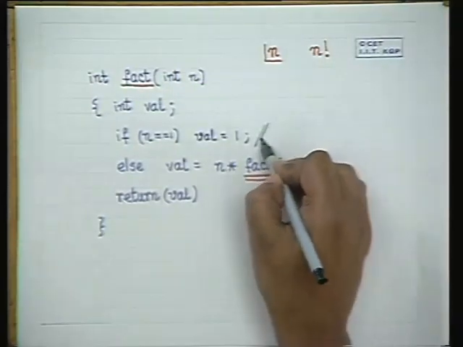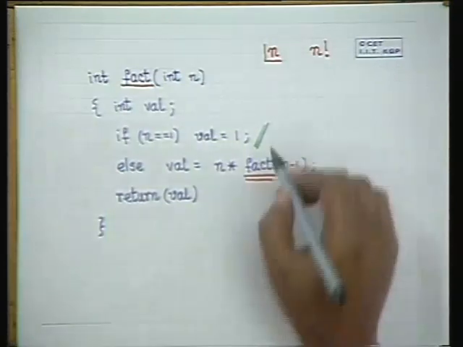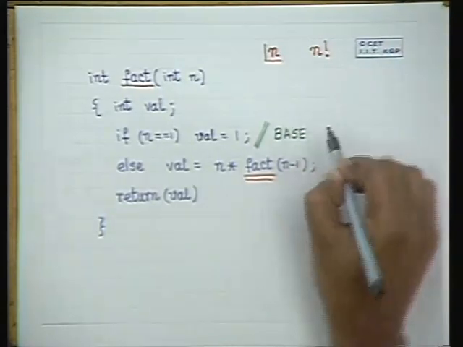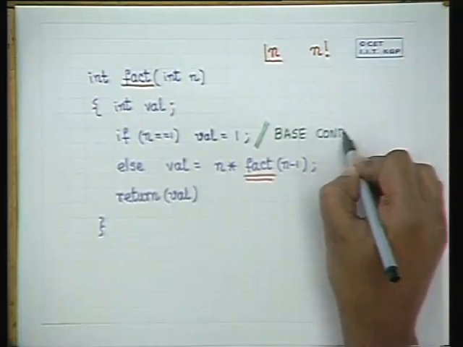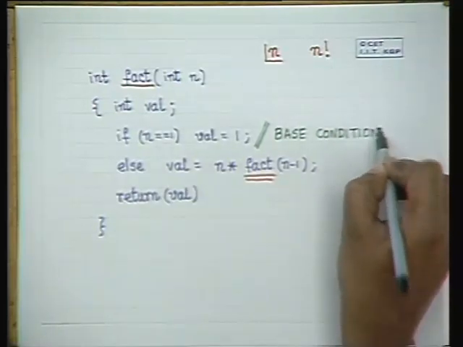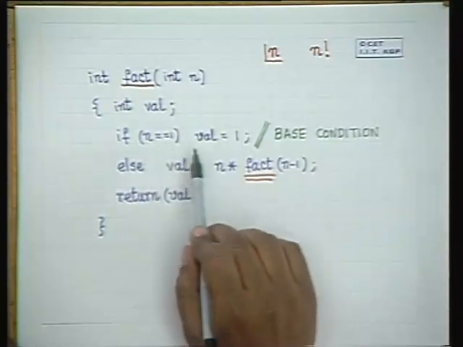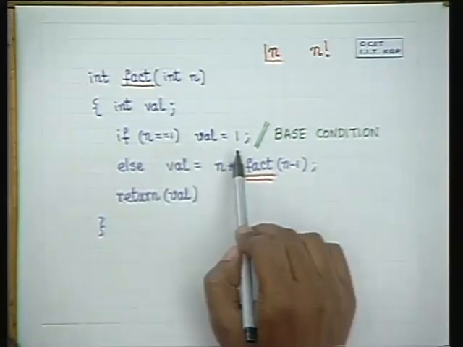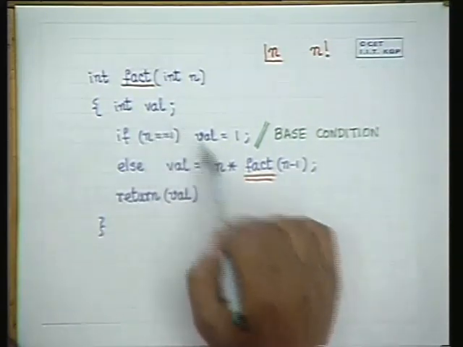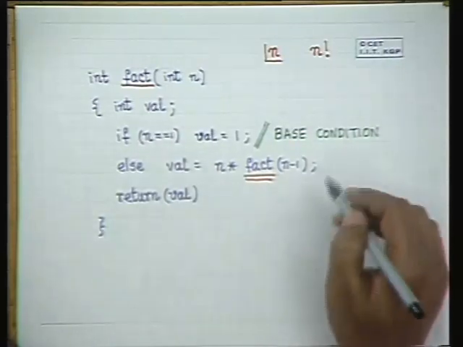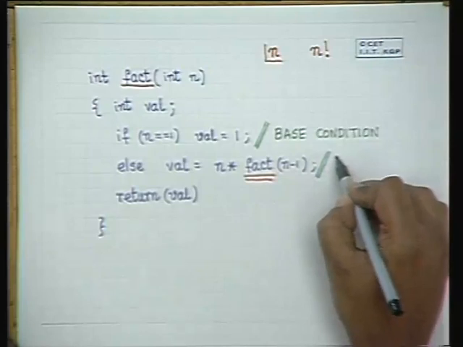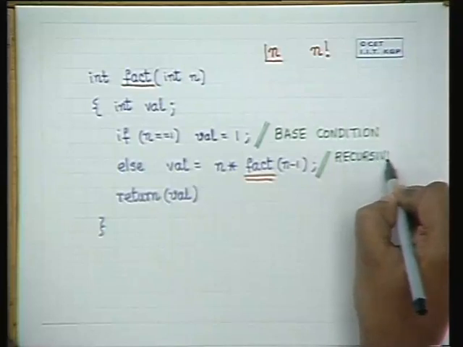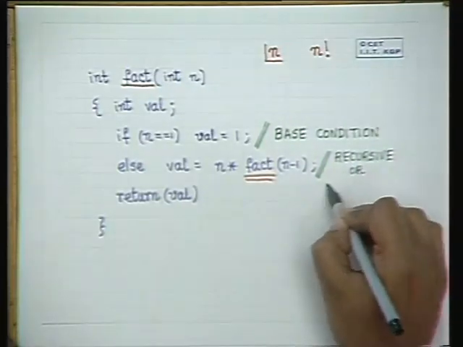In all inductive rules, this is called the base condition. Because in an inductive definition, if you do not have a basis, the inductive definition will not be valid. So you must have a basis condition. This is also called the recursion breaking rule when you look at it from a recursive point of view. And this is called the recursive or inductive condition.